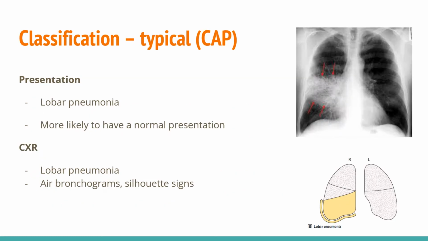Sorry, so ideally with something like this, you want to be looking at a lateral view of the chest x-ray, because sometimes the lower lobes, because they come down behind the diaphragm, you can't really see them, so you want a lateral view as well. It's just like in ortho, you need a couple of views to have a look. And these ones are more likely to have a normal presentation, which I'll go into in a second. And in terms of the chest x-ray, so you've got the lobar pneumonia, which I said, air bronchograms, and silhouette signs.